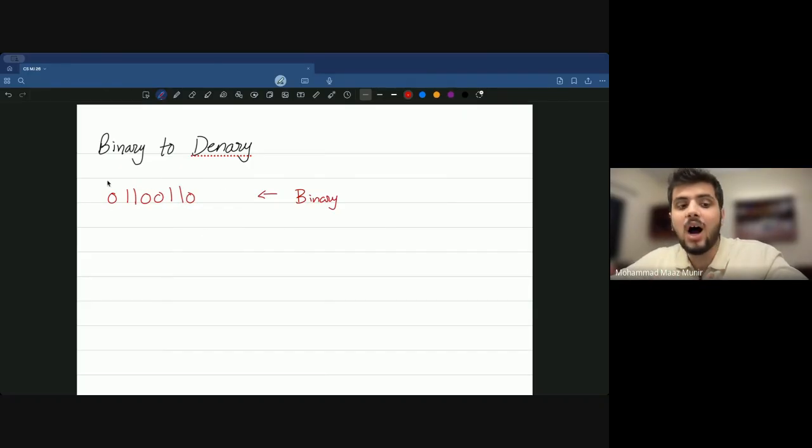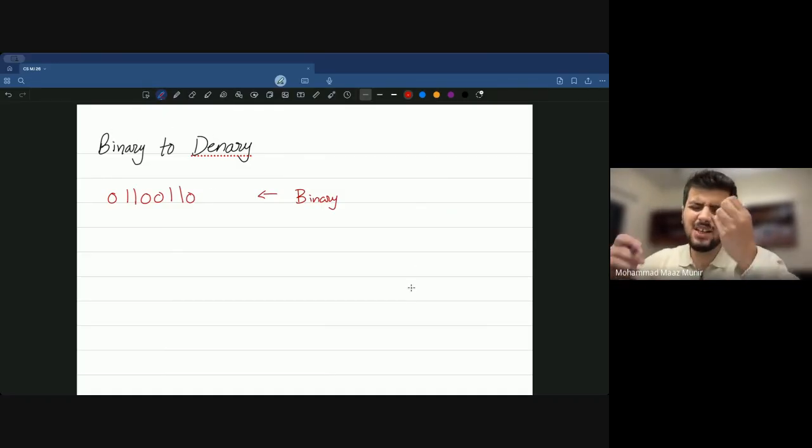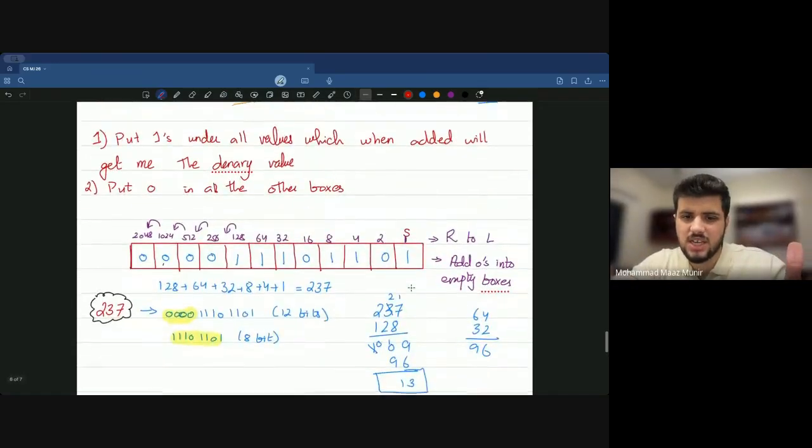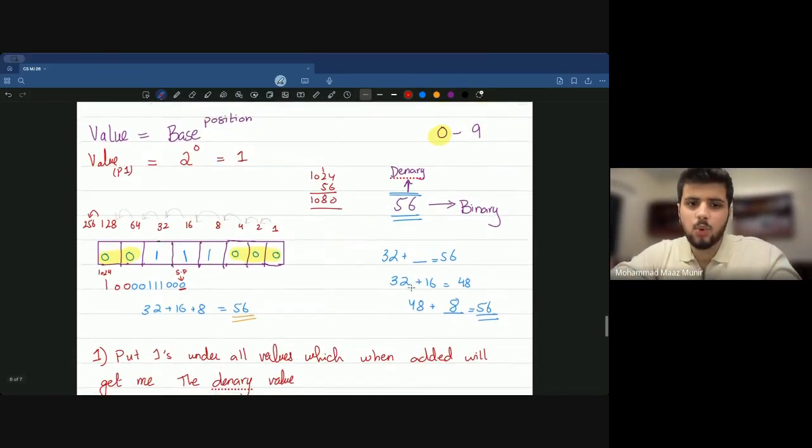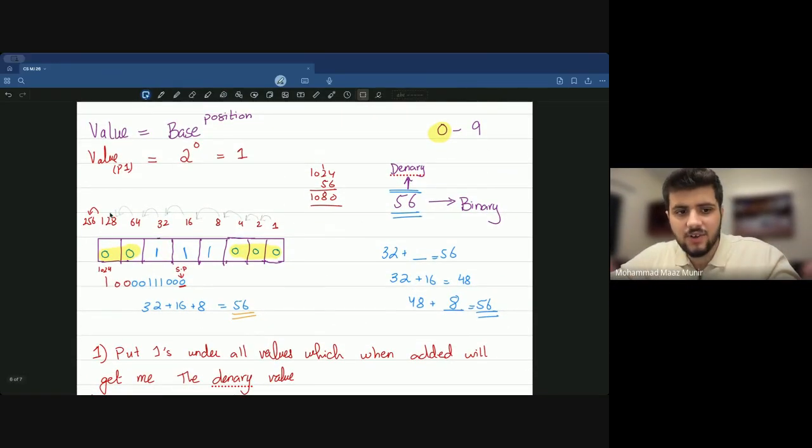So how are we going to convert a binary value into a denary value? The concept is really easy. It's literally very, very easy. It's not a difficult thing. Yesterday what we did was that we had a specific register like this, and we saw that each of the boxes has a relevant value assigned to it.